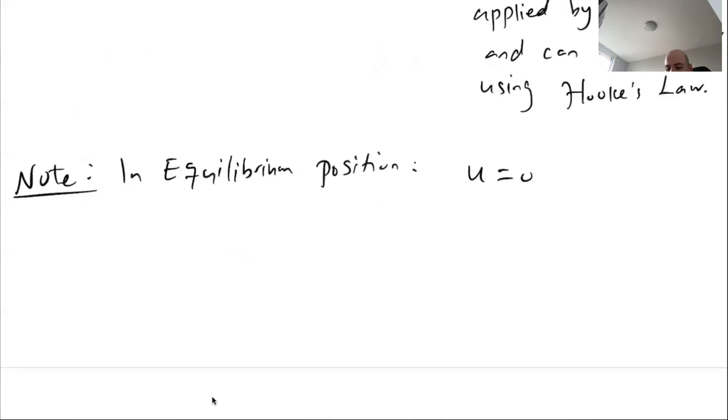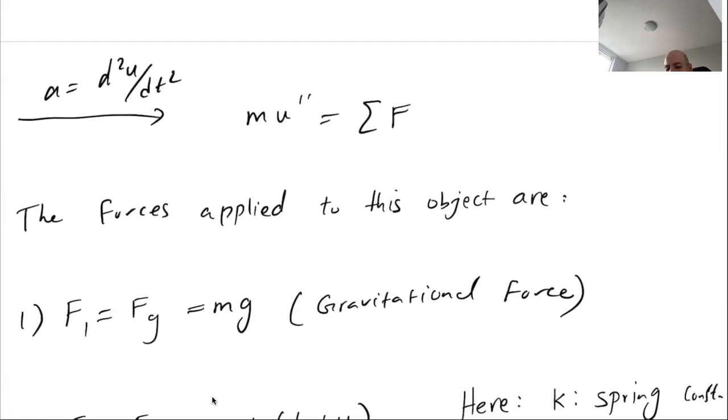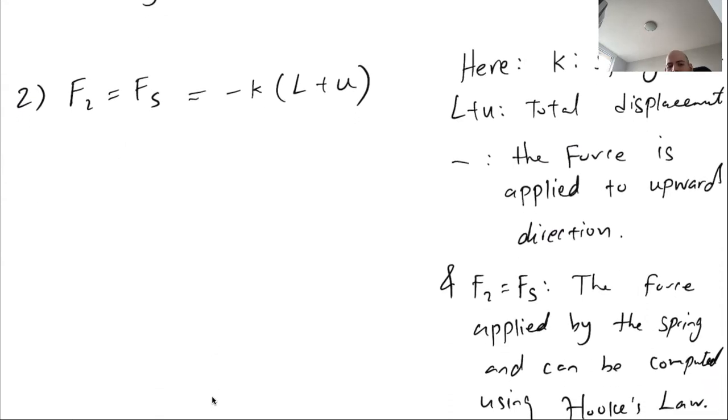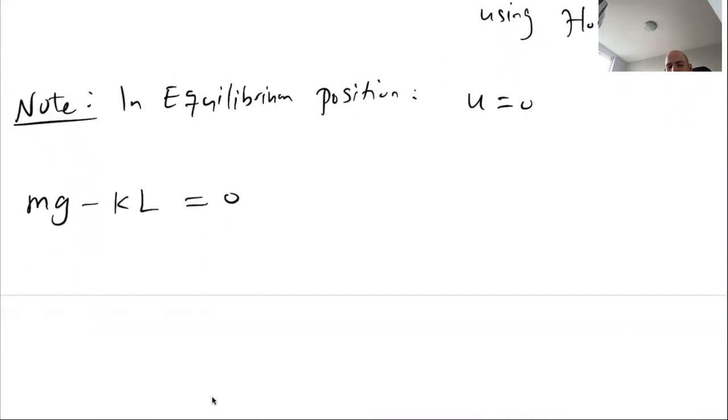is mg minus kL equals 0. Because in equilibrium position, the object is stationary, so it doesn't move, so it doesn't have acceleration either. So ma becomes 0. Now ma is the total force, and in the equilibrium position, I have one force downward, which is the gravitational force, and one force upward, which is minus kL, because u is 0 there. So then I need to have mg minus kL equals 0.